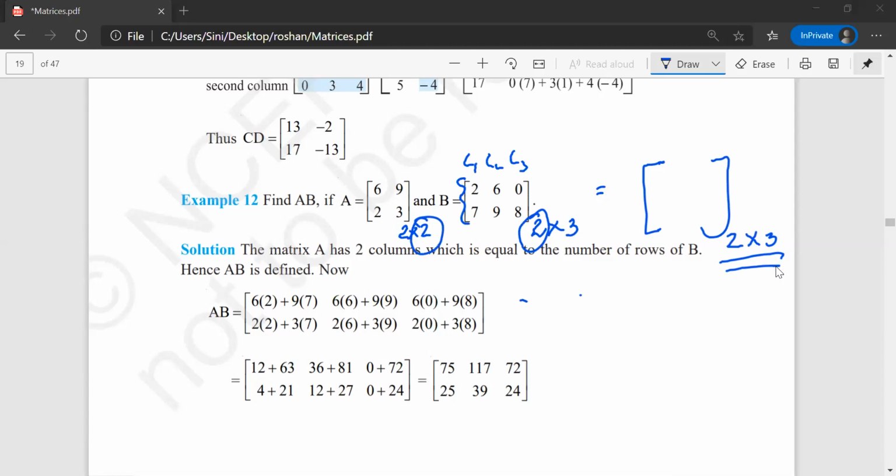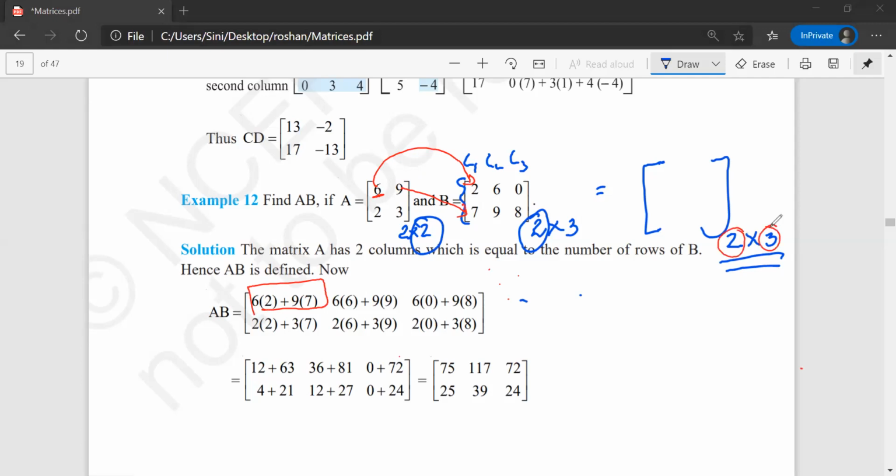Fine. It's a very easy thing to do. So first thing is first row, first element, that is 6. I have to do 6 into 2 plus this 9 into 7. This 9 I have to multiply. So 6 into 2 plus 9 into 7. That will be my first element.